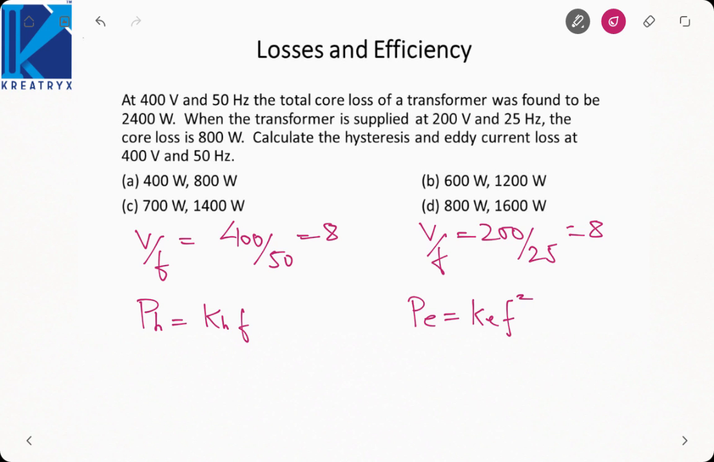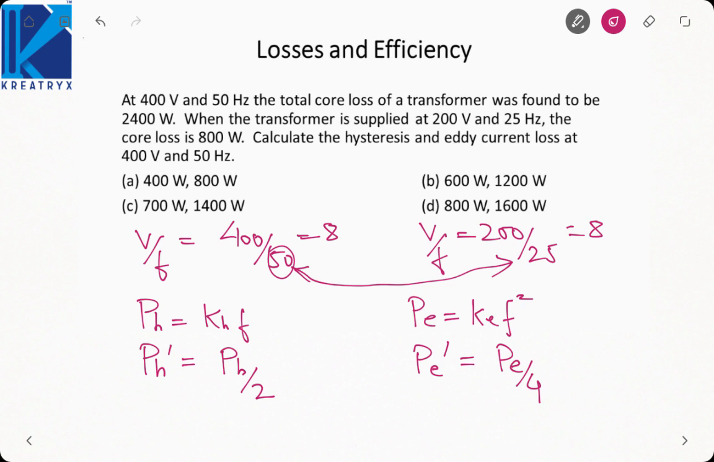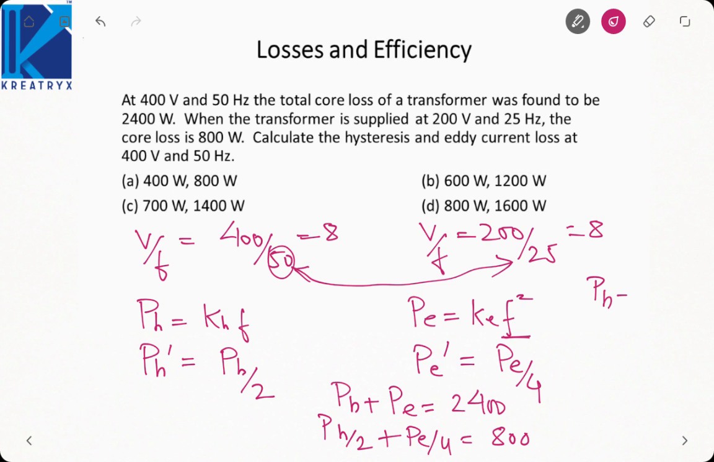Now as you can see, the frequency is halved while going from 50 to 25, which means the new hysteresis loss will be half, and since frequency is halved, eddy current loss will become 1 by 4. It is proportional to frequency square. Initially the sum of hysteresis and eddy current loss was 2400. Now hysteresis loss is halved and eddy current 1 by 4, it is 800. If you solve these two equations, you get hysteresis loss as 800 watt and eddy current as 1600. That is your option D. Is it fine?